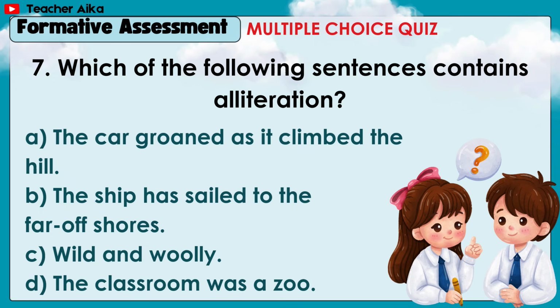Number 7. Which of the following sentences contains alliteration? A. The car groaned as it climbed the hill. B. The ship has sailed to the far-off shores. C. Wild and woolly, the classroom was a zoo. Answer: C. Wild and woolly.